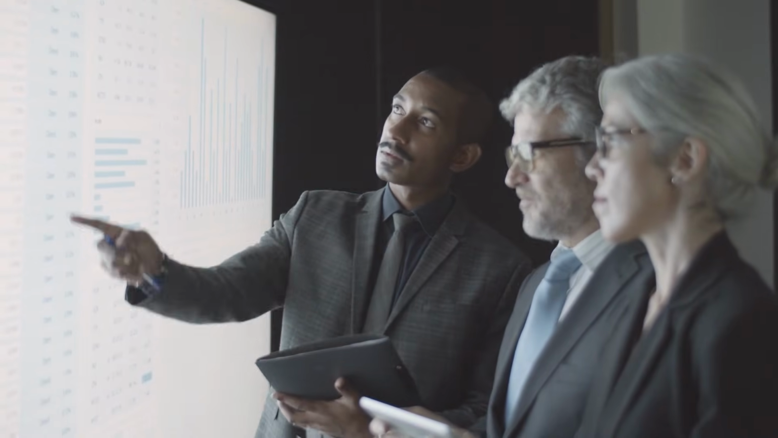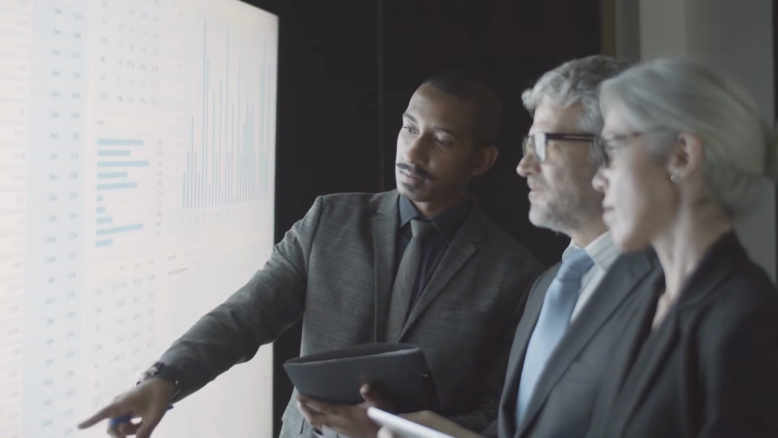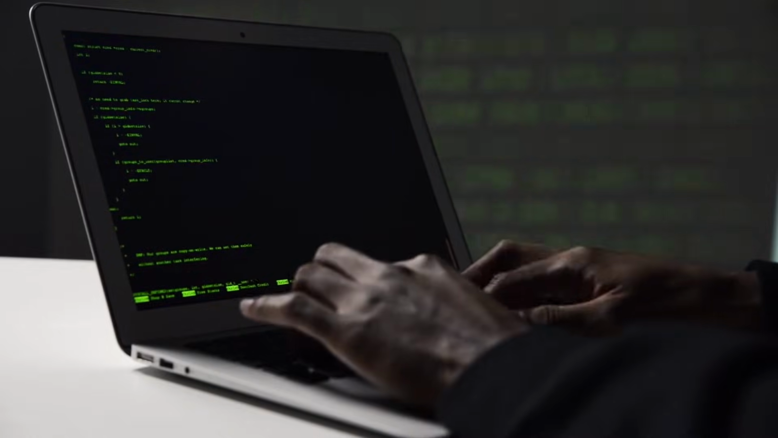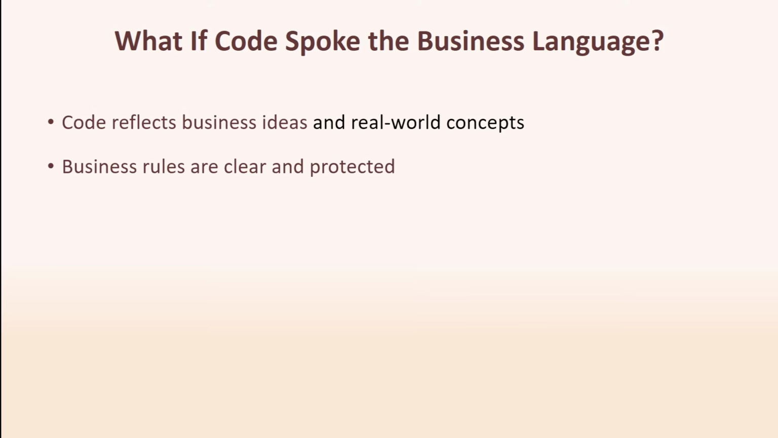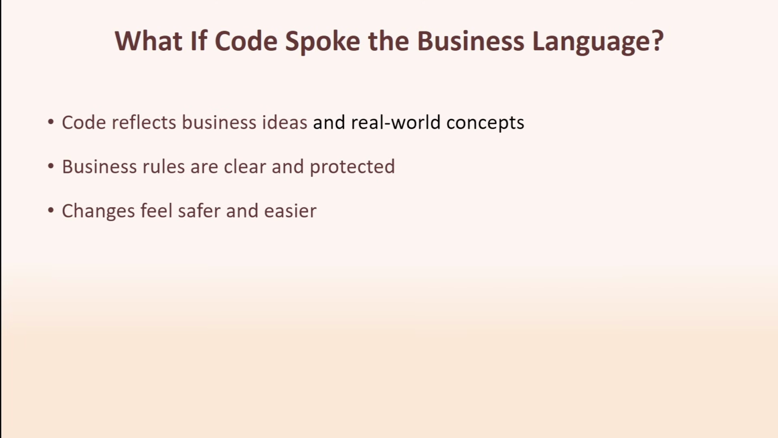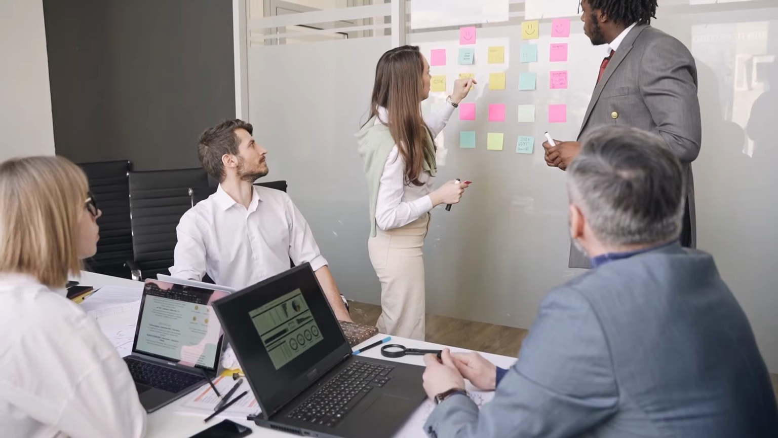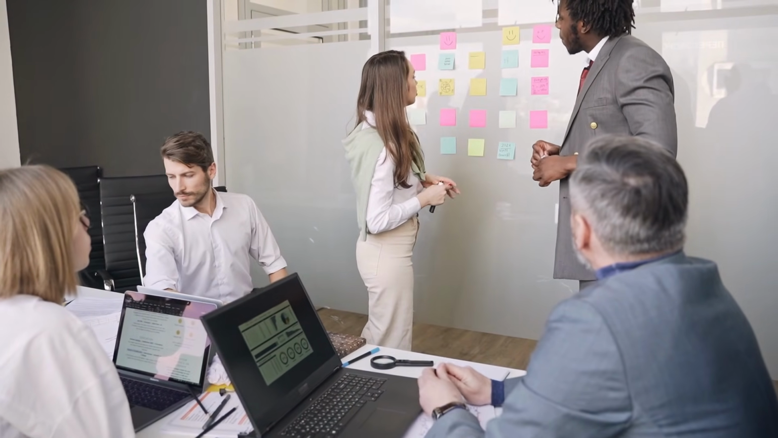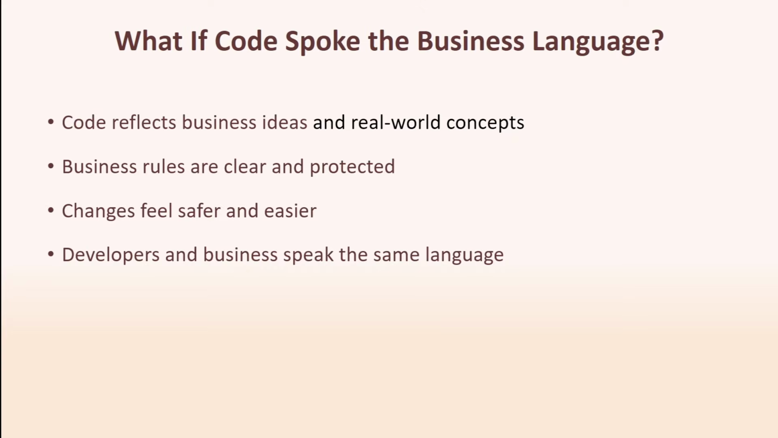Now imagine if your code actually speaks the language of the business. Instead of technical terms everywhere, the code reflects real business ideas and real-world concepts. The business rules are clear, easy to find, and properly protected. Because of that, making changes feels much safer and less scary. And most importantly, the developers and the business people start using the same language. This is exactly what domain-driven design promises. It is designed to solve all the problems we talked about earlier.